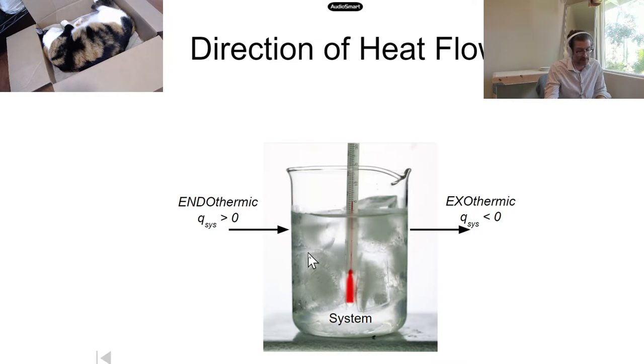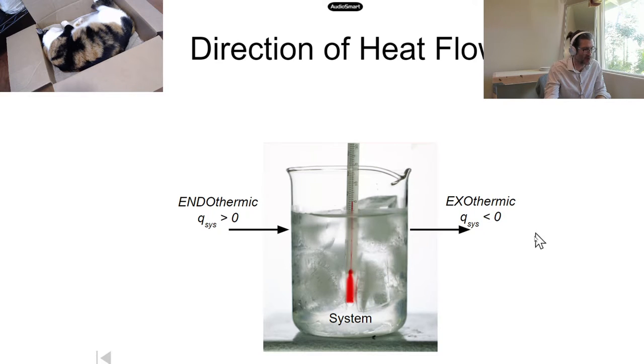Okay, I want to take a brief moment to talk about the direction of heat flow. We did mention these two words last time, I believe. Endothermic, which is heat flowing into the system. So in an endothermic heat flow situation, the system absorbs heat, the quantity of heat goes up, more heat, greater than zero.